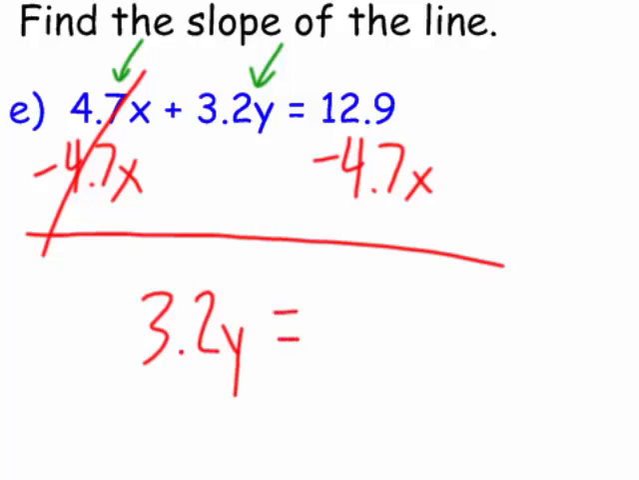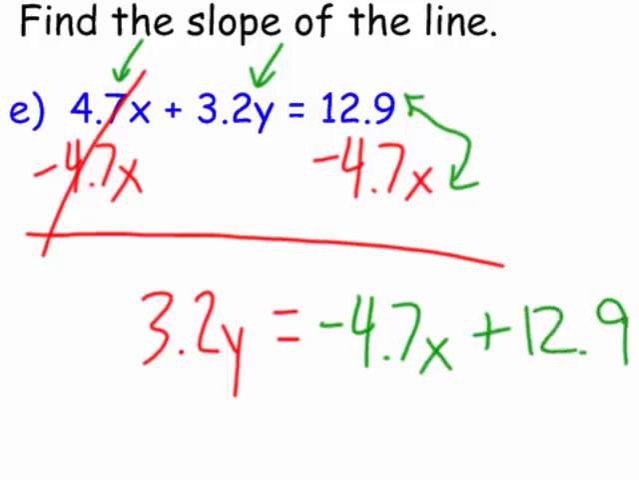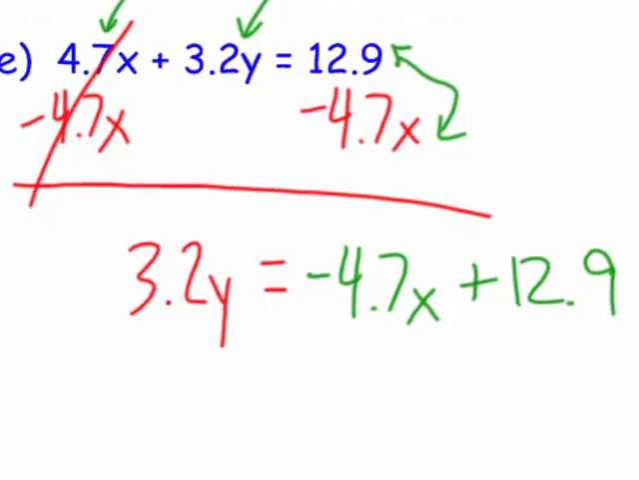3.2y equals, and first of all, are these like terms? No, one has an x, one doesn't, so I can't combine those two. I can't take 12.9 minus 4.7. And I like having the x term first because I like slope-intercept form, so I'm going to put negative 4.7x first, and then plus my 12.9. You could have those flip-flop. That's totally fine. I don't care.